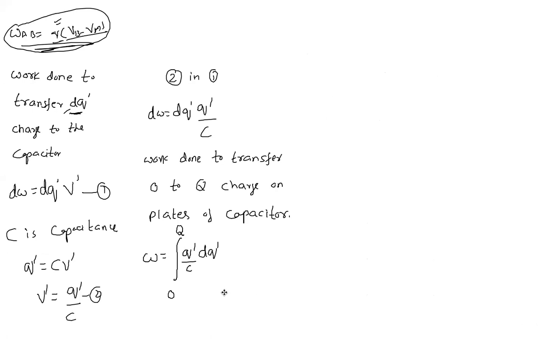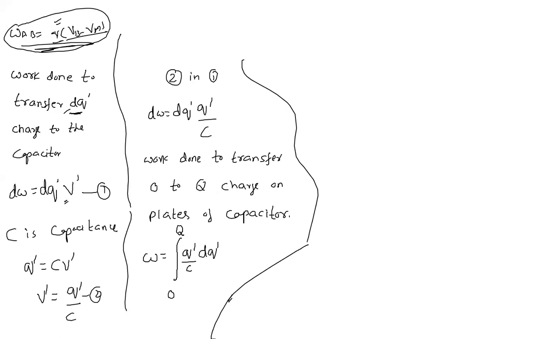Is it clear up to this step? You don't have to memorize the derivation. You should know the reason for each and every step. To calculate potential energy, the only method is through work done. We always calculate potential energy through work done in carrying the system from initial to final stage. In the initial stage, charge is 0. In the final stage, charge is capital Q.